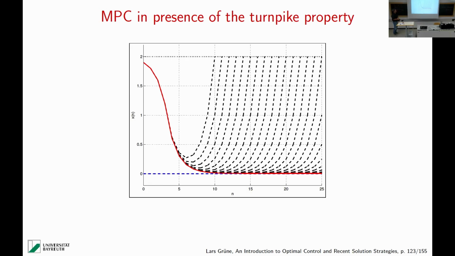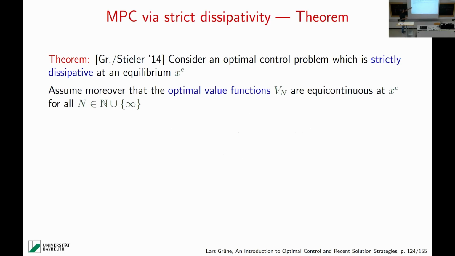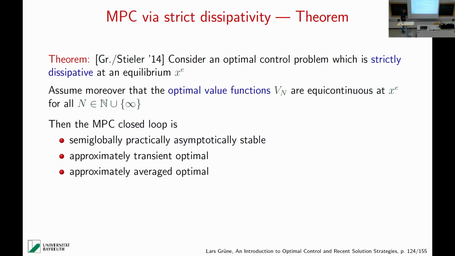This is what I would like to state in a theorem here. Assume that we have an optimal control problem. We assume strict dissipativity, and we assume some regularity on the optimal value functions, some continuity assumption, which I will not discuss here. Then we get three properties: semi-global practical asymptotic stability, approximate transient optimality and approximate average optimality. Since I assume that most of you have never heard about these properties before, I would like to explain the first two graphically, to show what this really means.